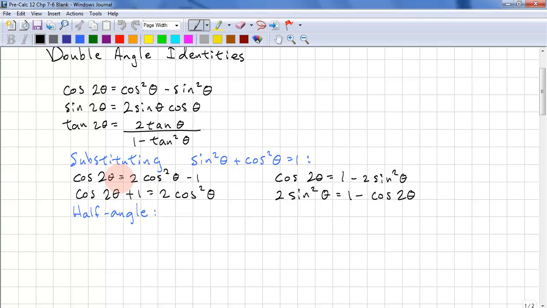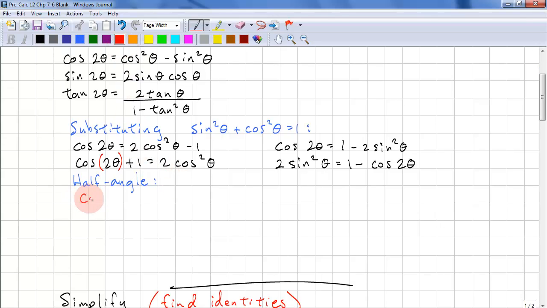This one is simply a rearrangement of this one, so we just move the minus 1 over to this side, and we get cos 2 theta, and it should be noted that it's just this as a parameter, and then we just add 1, is equal to 2 cos squared theta. Similarly, we can move the 2 sine squared theta onto this side and cos 2 theta over this side, so we get 1 minus cos 2 theta. The half angle ones are a little bit trickier. We just simply continue from this formula.